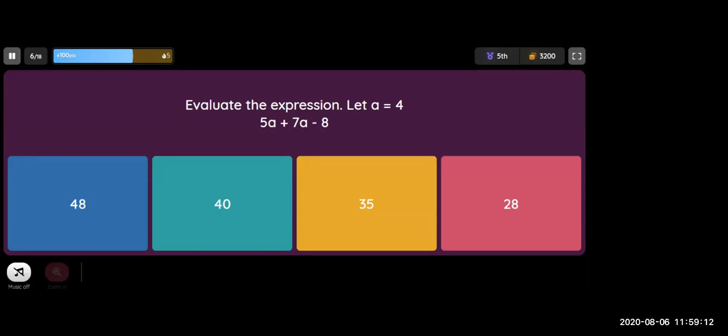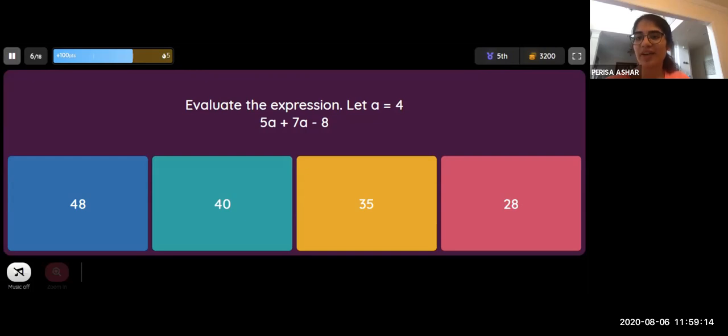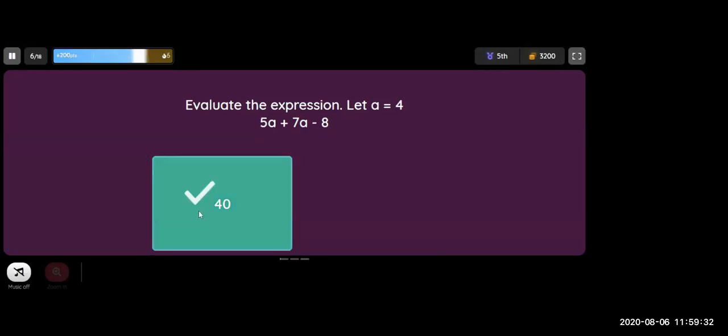40. So good job, Jeev, and good job. I noticed that was really quick. Both of you answered that quickly, but good job got the point because he answered it first. But the answer is 40 because 5 times 4 is 20. 20 plus 28 is 48, right? Because 7 times 4 is 28. And 48 minus 8 is 40. So good job, everyone.